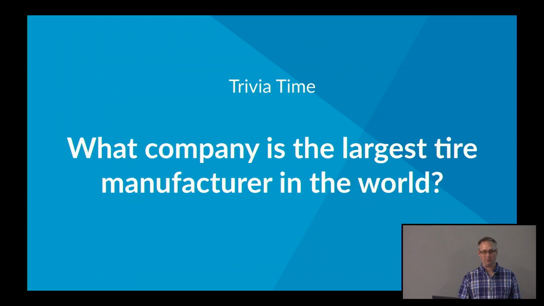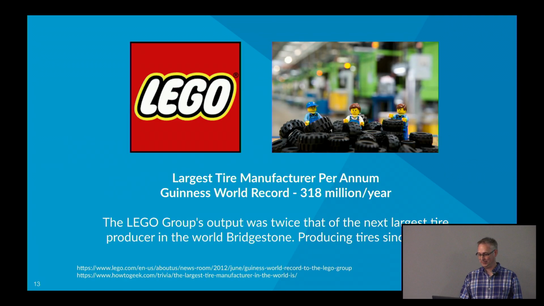And it's trivia time. So what company is the largest tire manufacturer in the world? Any ideas? Some of you already know this. Well, the answer is Lego. They actually have the Guinness World Record for the largest tire manufacturer per annum, 318 million per year, and they started making tires in 1962, which is twice as many tires as Bridgestone on a yearly basis.